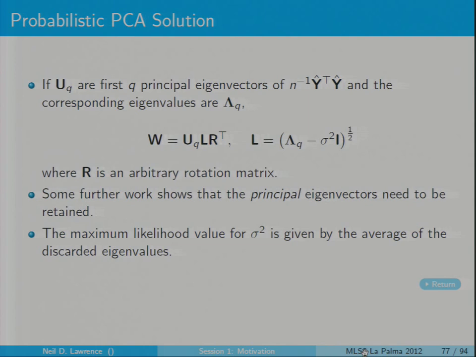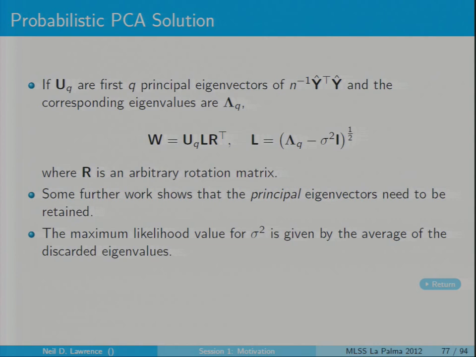So some further work shows the principal eigenvectors. And then it turns out you can also work out, this requires quite a lot of further manipulation, that the maximum likelihood value for sigma squared is given by the average of the discarded eigenvalues. Okay, so if you want to know what sigma squared is, you have to take the average of the discarded eigenvalues, and that's sigma squared.